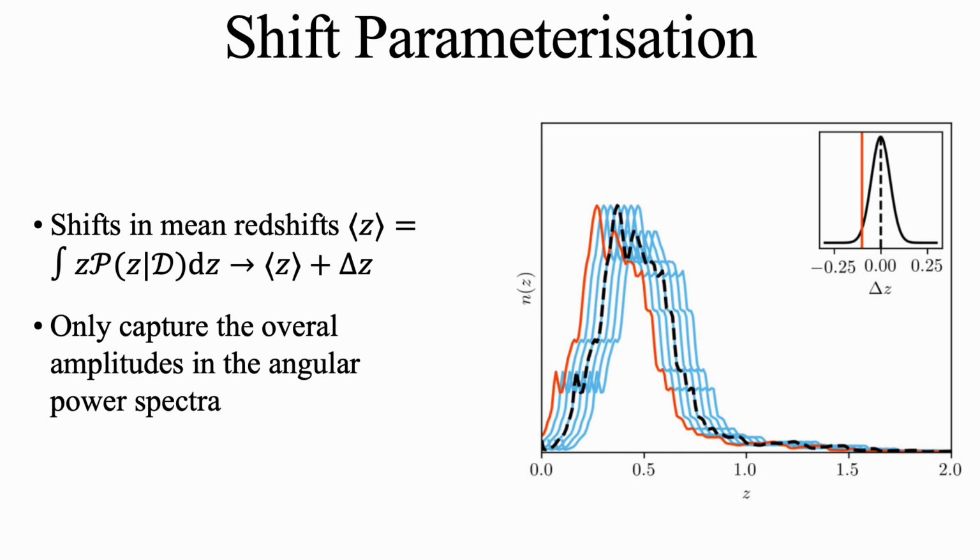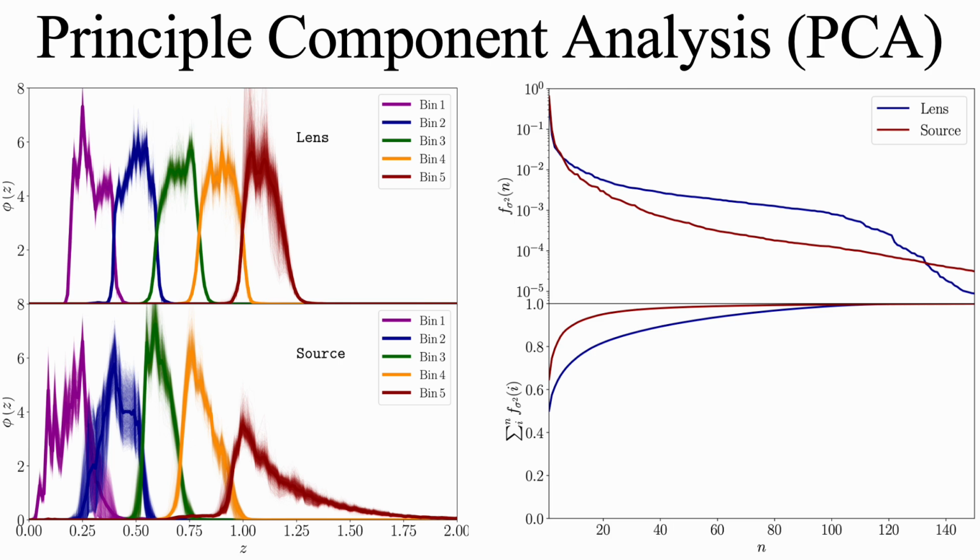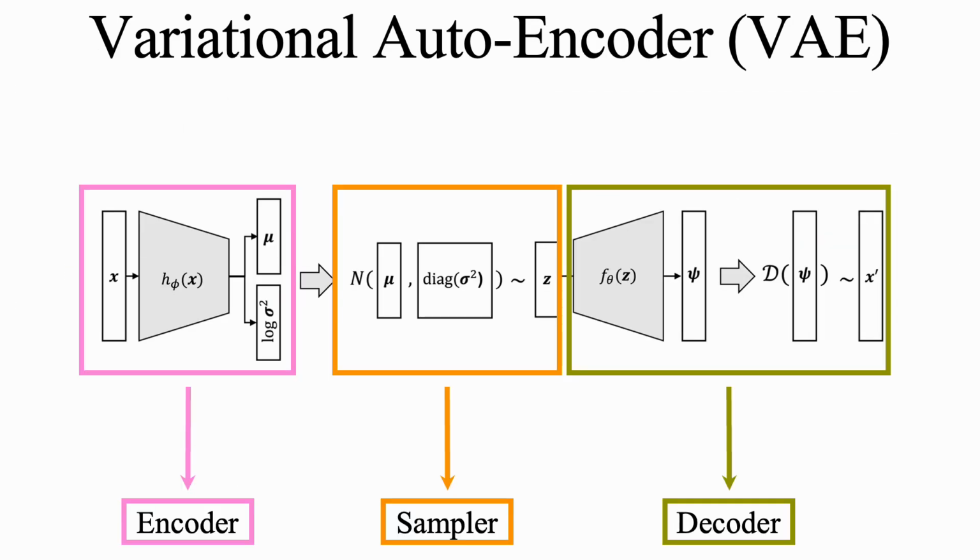Conventional parameterization assumes fixed redshift distribution shapes and permits only shifts along the redshift axis, thereby neglecting higher-order effects. Tests using principal component analysis (PCA) on the redshift distributions indicate that nearly 100 eigenvectors are necessary to recover over 99% of the total variance. Consequently, a more efficient dimensionality reduction algorithm is required. Here we leverage a variational autoencoder (VAE) to define more flexible nuisance parameterizations.